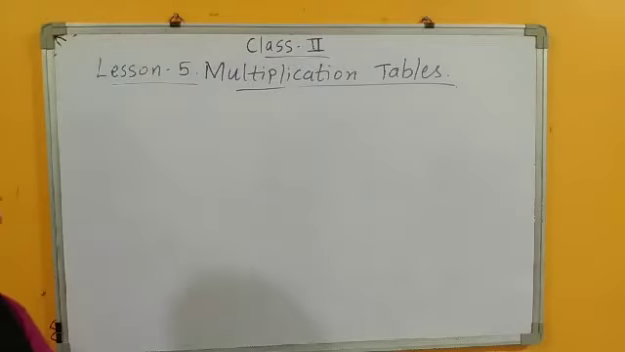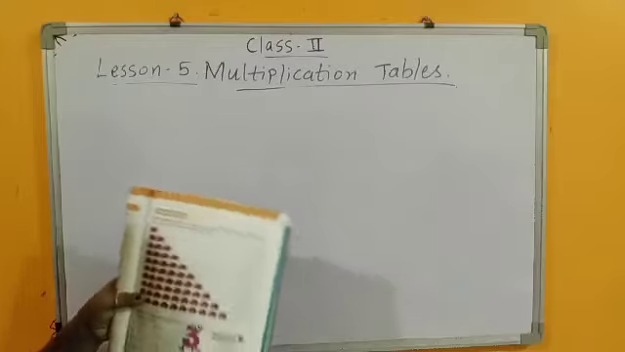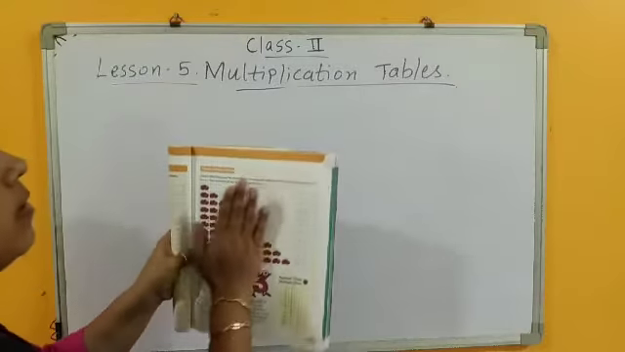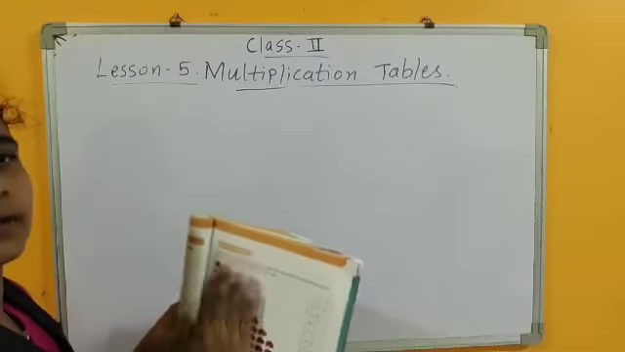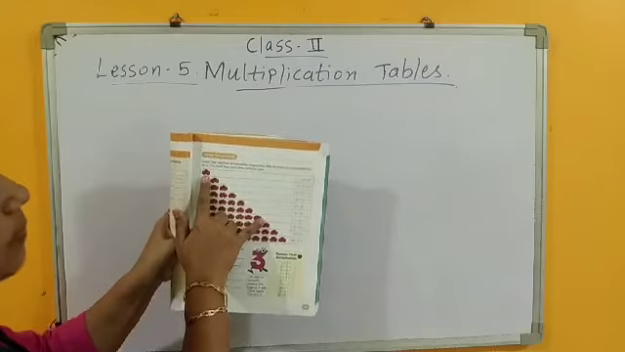Good morning, children. In lesson number 5, multiplication table, in your textbook, open page number 125, the 3 times table, table of 3. So, in each group, 3 tomatoes.